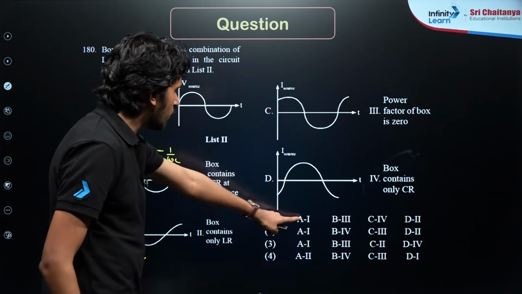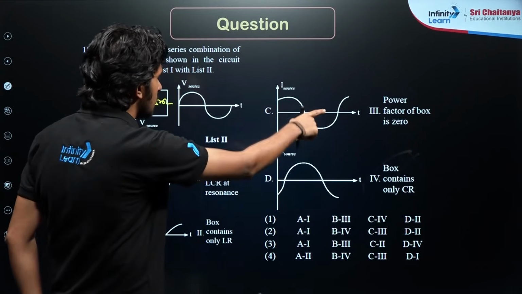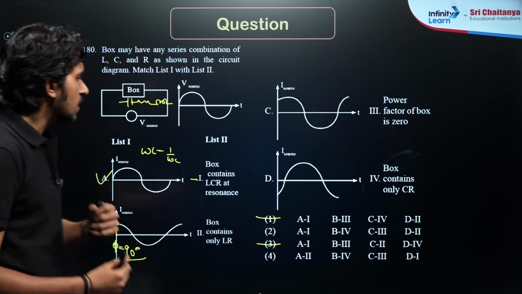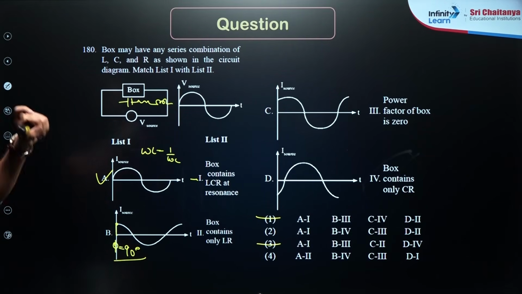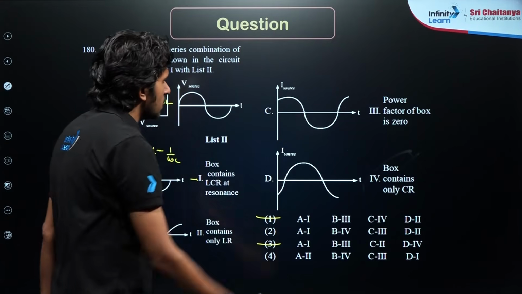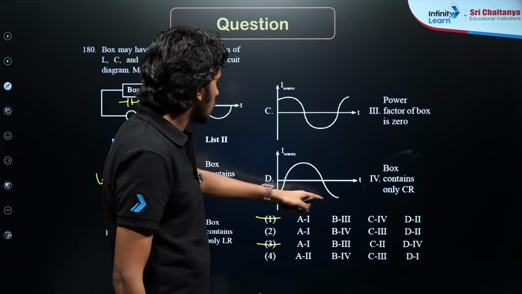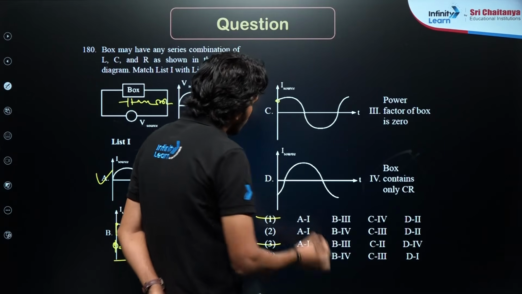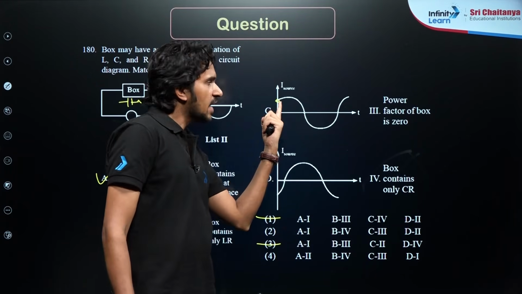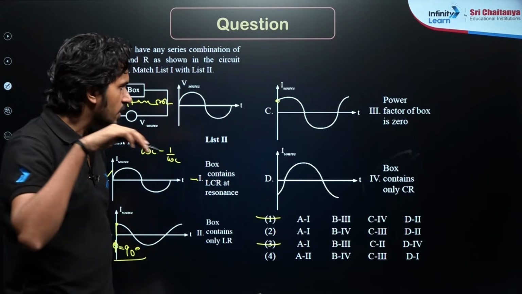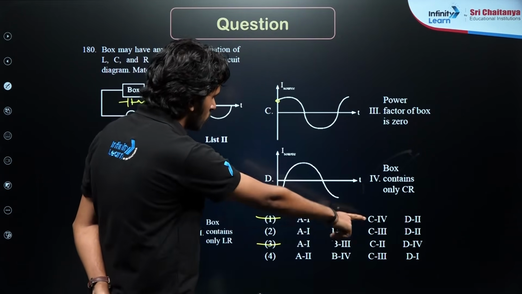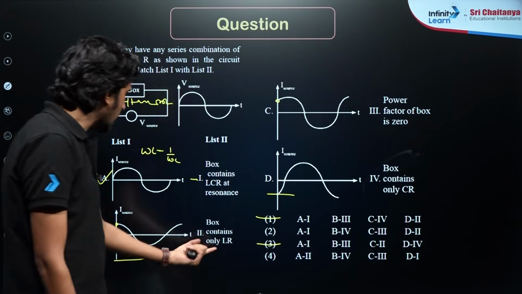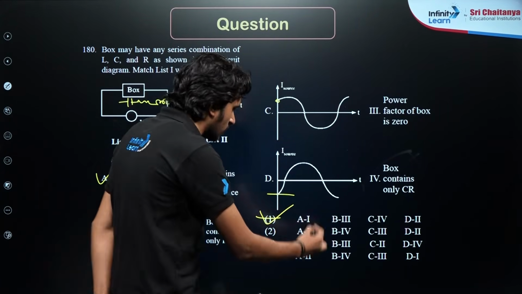So A1, then B3, either it could be the right answer. Then C4 and C2. So what is C? In this case, C4 contains only CR. If we have a capacitor, then the current leads. So C4, then D2. So what is D? Here the current is lagging, so that is an LR box. So option 1 is correct.